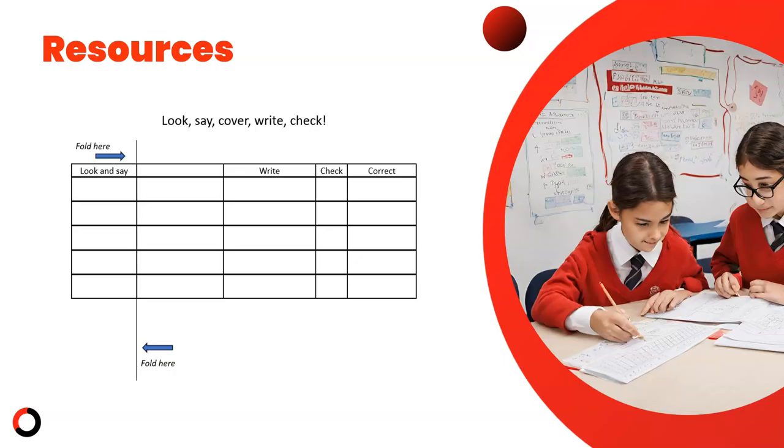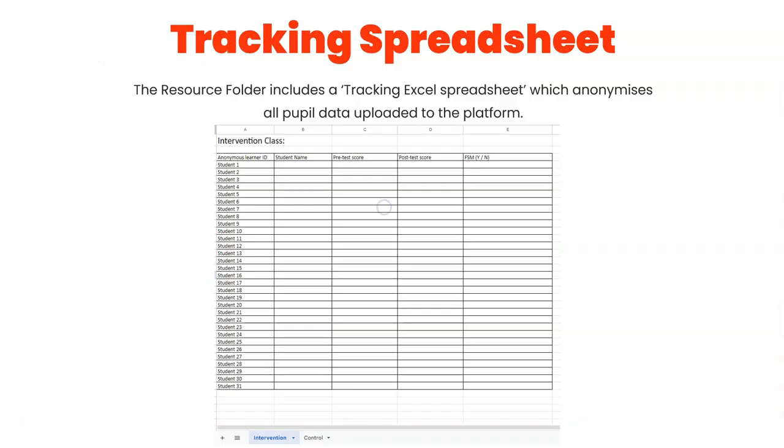In the resource folder you will find a template that you can use, and you'll also find the tracking spreadsheet which allows you to link the anonymized learner on the platform to a student in each class. The only thing we ask you to do is identify which class is the intervention and control on your tracking spreadsheet when this is allocated by the platform.